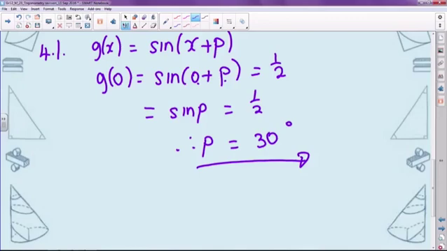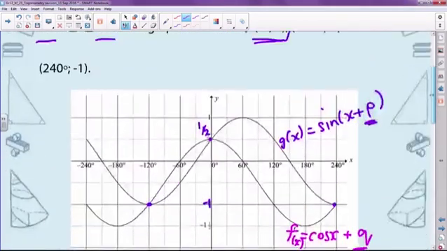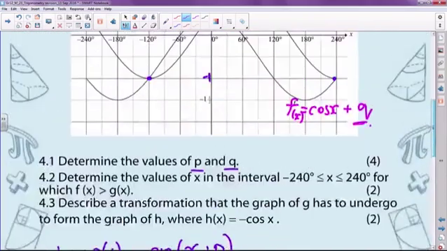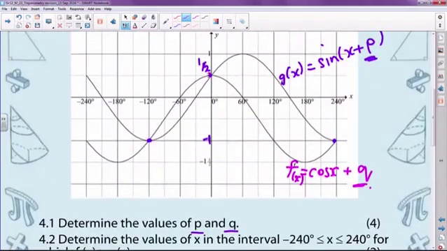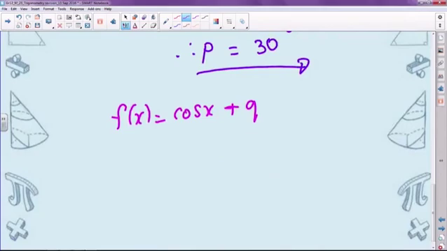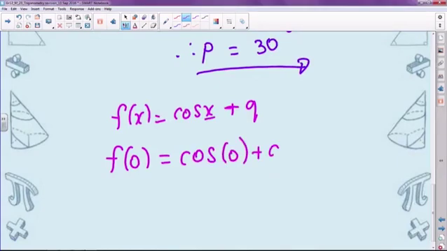Let's have a look now at Q. So remember, that's the graph f of x is equal to cos x plus q. You can again use the same point. You could try and use minus 120 degrees and minus 1, or the point 240 degrees and minus 1, if you wanted to. I'm going to use 0 and a half, it's more convenient. So in place of x, I'm substituting 0. And that means that my output value should be a half. My function value is a half.